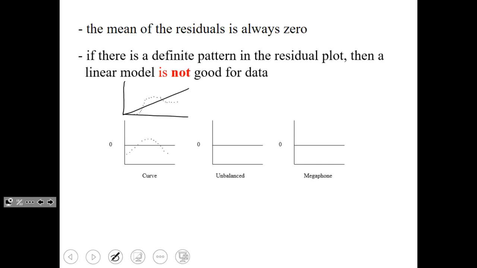Or I can have unbalanced. I have a lot of points up here, and just a couple down here. Well, then I had a line of best fit. I had a lot of points with a positive residual, and then a couple down here. There's something odd going on with this. This is a particular kind of case where these points may have been unnecessarily affecting the outcome. Okay? It could potentially lead to outliers.